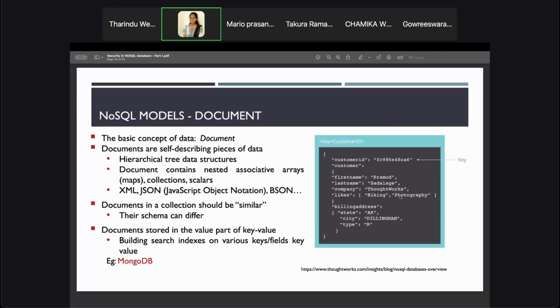For one customer, you might store their bank details. Another one, you might not store their bank details. Likewise, they have different information, but everything is the customer details. So the collection of this customer document, we call it a collection. So inside a collection, the documents are similar, but with different schema.